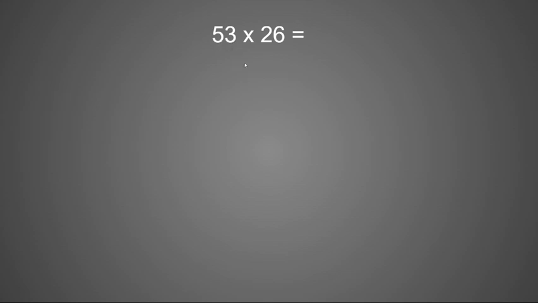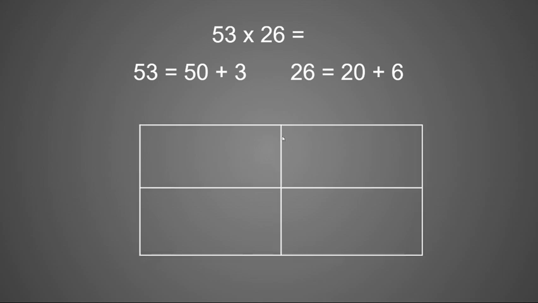So I know 50 times 20 would be 1,000. So it's probably going to be in the thousands place, right? Close to 1,000. So we're going to start by distributing out 53 and 26. So 53 in expanded form is 50 plus 3, and 26 is 20 plus 6. We have two two-digit numbers, so we need a box with 4 spots. Just like before, we're going to put our 53 going down the side and our 26 going across.